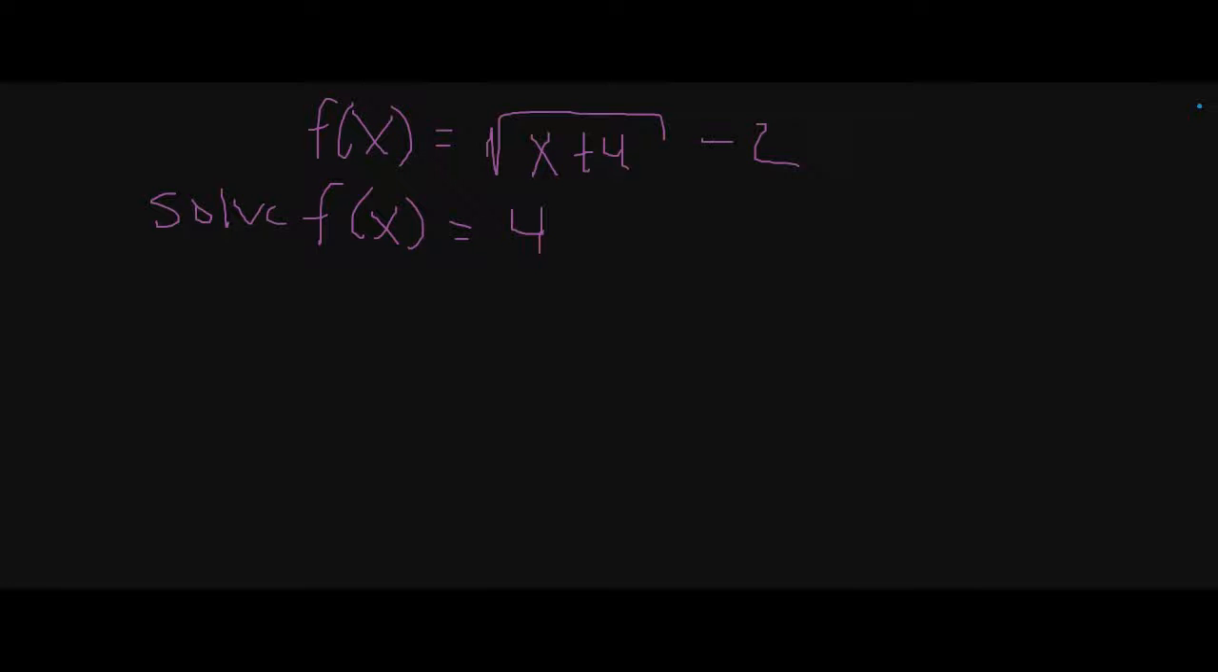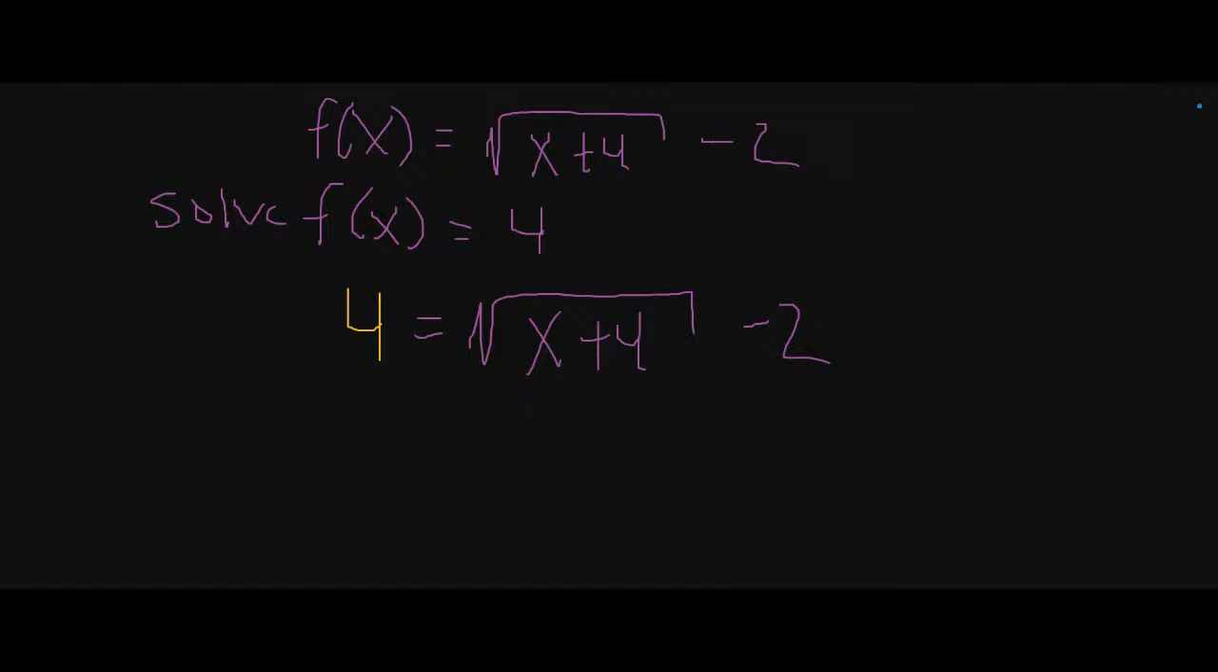So basically what I'm telling you is when your y value is 4, what is your x value? So if we set this up, we're going to take the 4 and plug it in for y. So we're going to get 4 is equal to the square root of x plus 4 minus 2.